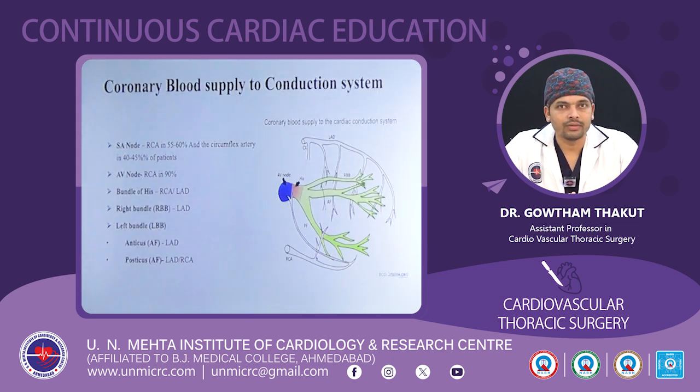Coronary blood supply to the conduction system. The SA node is supplied mainly by the right coronary artery in 55 to 60% of patients, and by the left circumflex artery in 40 to 45%. The AV node is supplied by the RCA in 90% of patients, and the bundle of His by the RCA or LAD. The right bundle branch is again from the LAD. The left bundle branch, anterior and posterior fascicles, again from the LAD or RCA.